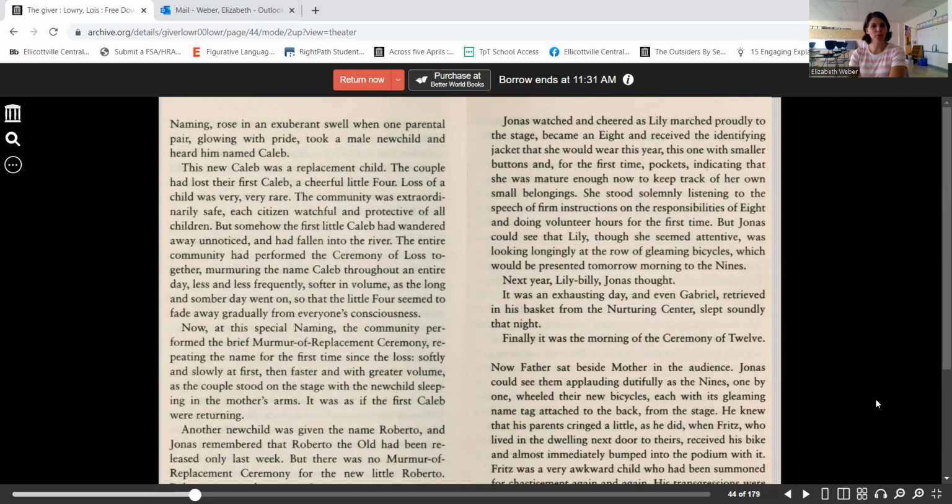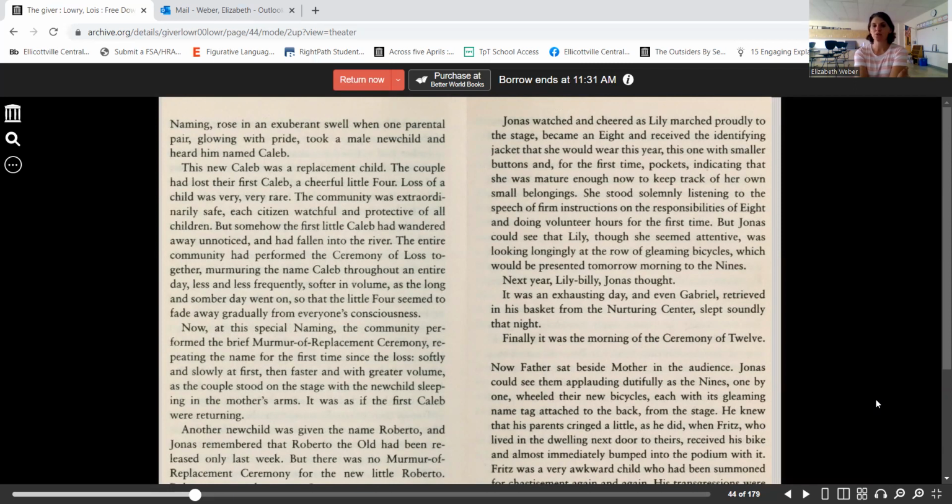This one had smaller buttons and, for the first time, pockets, indicating that she was mature enough now to keep track of her own small belongings. She stood solemnly listening to the speech of firm instructions on the responsibilities of 8 and doing volunteer hours for the first time. But Jonas could see that Lily, though she seemed attentive, was looking longingly at the row of gleaming bicycles, which would be presented tomorrow morning to the 9s. Next year, Lily Billy, Jonas thought.